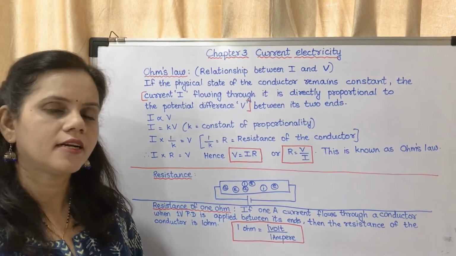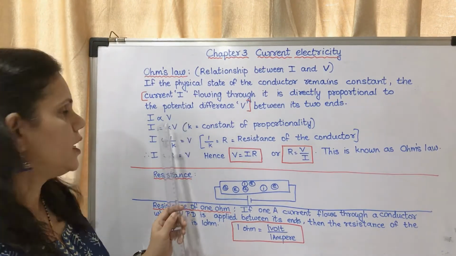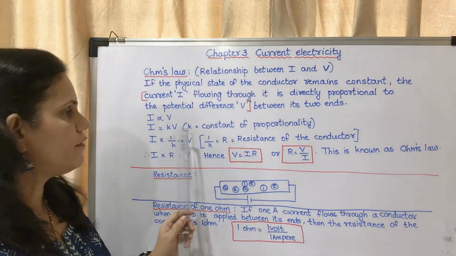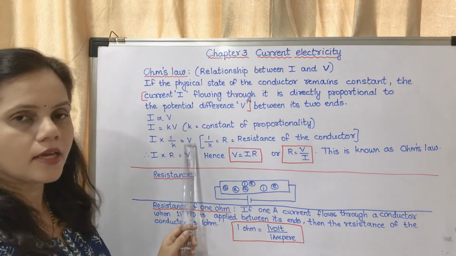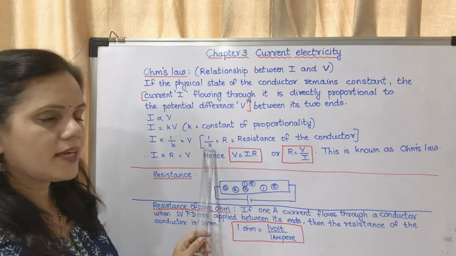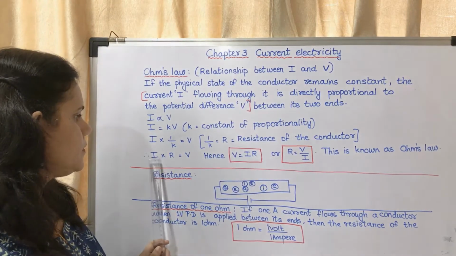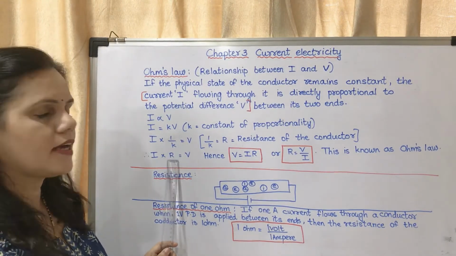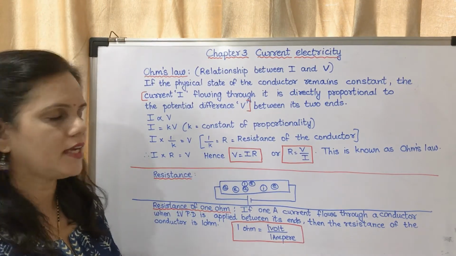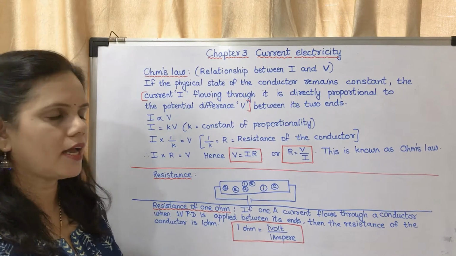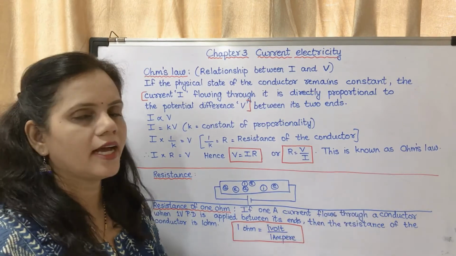Okay, you have to write the complete statement if you are having a question. I is proportional to V. So I is equal to KV, where K is the constant of proportionality. I into 1 upon K is equal to V. 1 upon K, we are taking it as R. R means resistance of the conductor. So instead of 1 upon K, we have written R. So the equation becomes I into R equal to V. Hence V is equal to IR, or R is equal to V by I. This is known as Ohm's law.